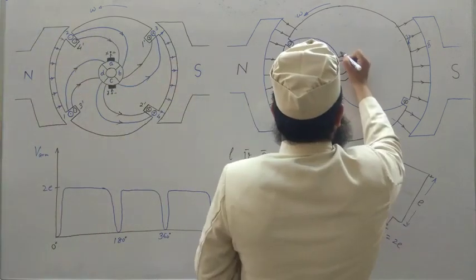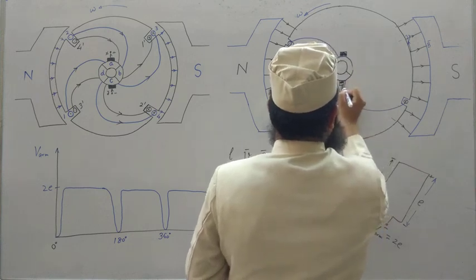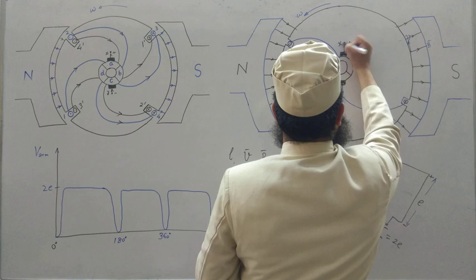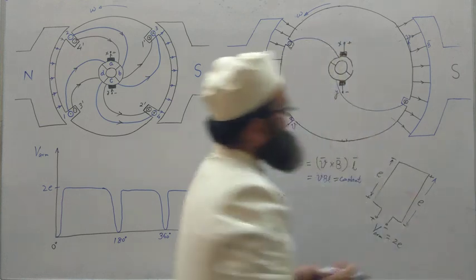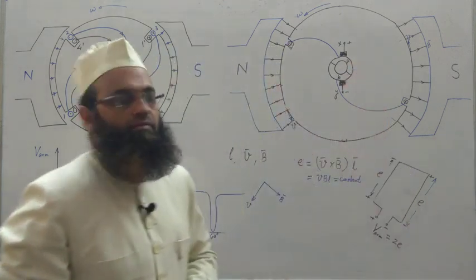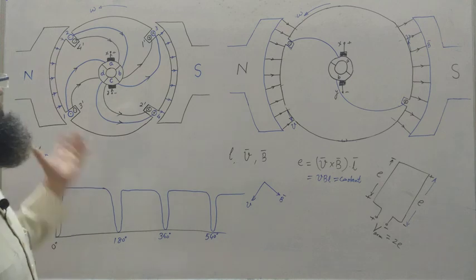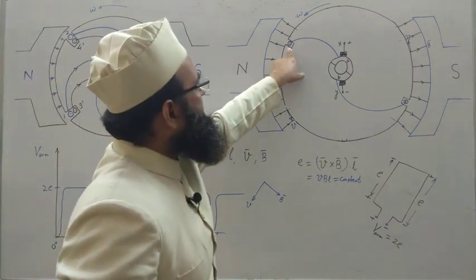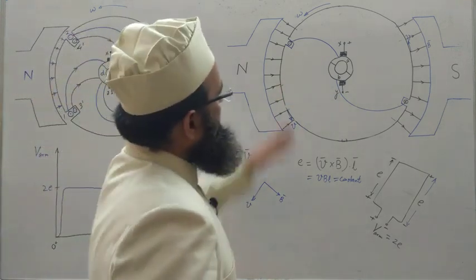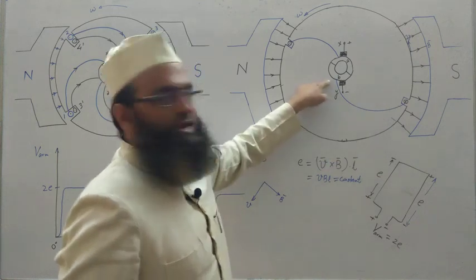Let us represent our brushes. Let us take this as X terminal and this as Y terminal and mark the commutator segments A, B. So we have considered the case of 4 coils, single turn coils, double layer winding. Here we are just going to consider a single turn coil, single layer winding, the simplest one. So we can observe that at this moment, this terminal is connected with the positive terminal and this is connected with the negative terminal.